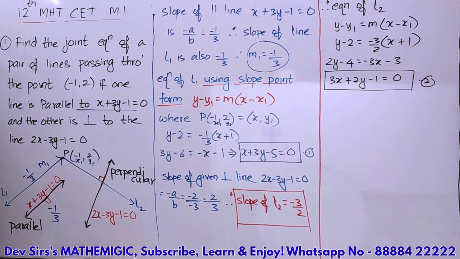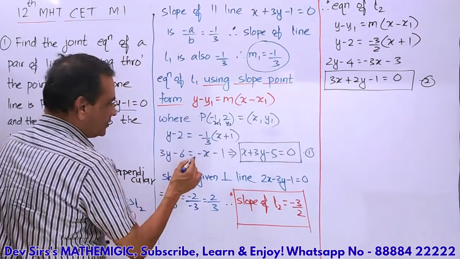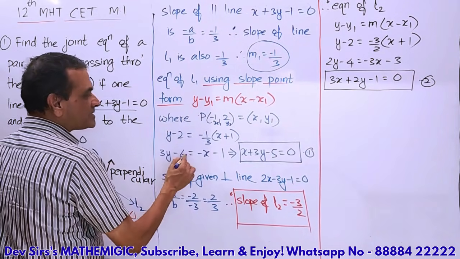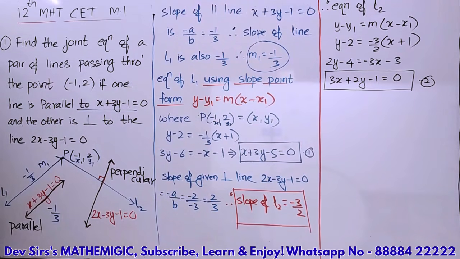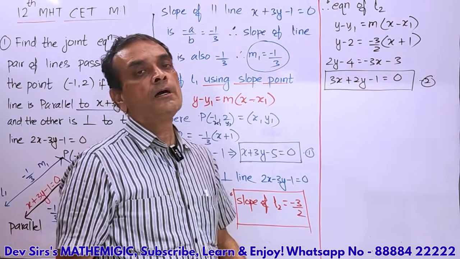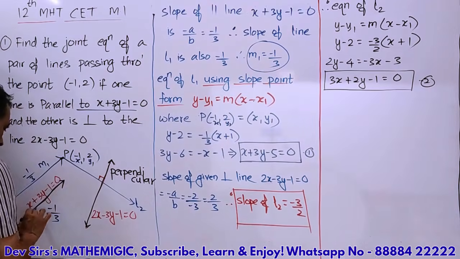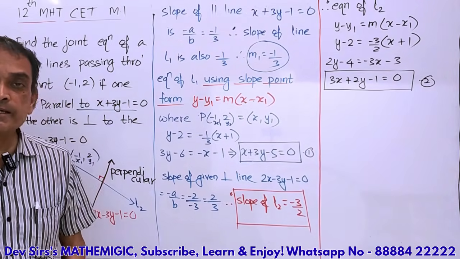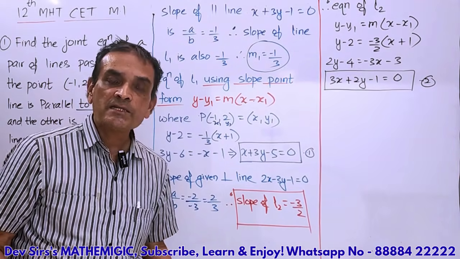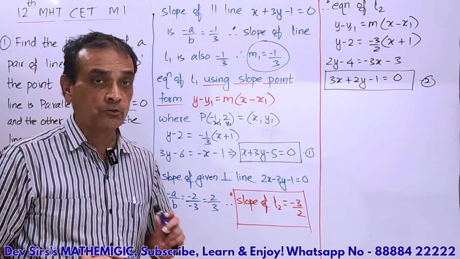Okay, so if you take all the terms on the left hand side, you get x plus 3y minus 5 equal to 0. That is the equation of this line L1. Okay, that is the reason we found the slope of the parallel line first. Then you got the slope of L1 and then slope point form. In the earlier case, we just said y is equal to mx, but not now.